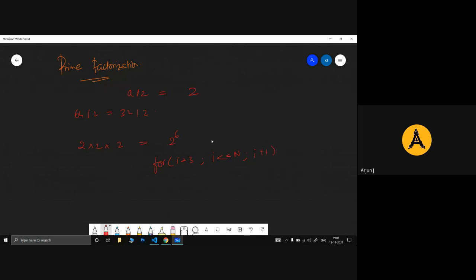So there is one small optimization we can make over here. Instead of incrementing i by one, we obviously know that we have already removed all factors of 2. So there are no multiples of 2 which are going to be a factor of the given number. So we can iterate through only odd numbers, and then if it is a prime number, we keep on dividing the number by i, and we keep on printing i until that number is greater than 0. I hope you get this.